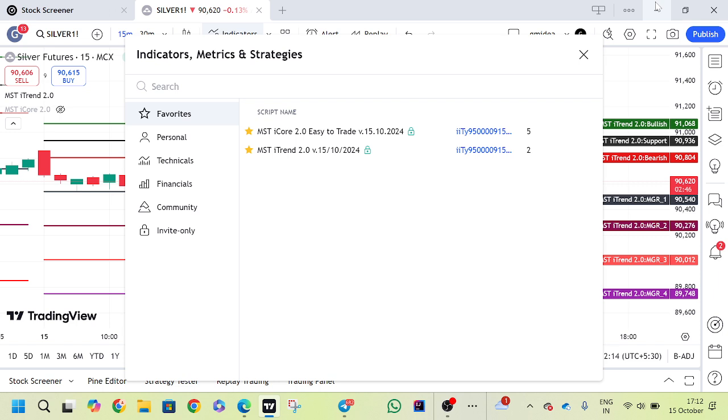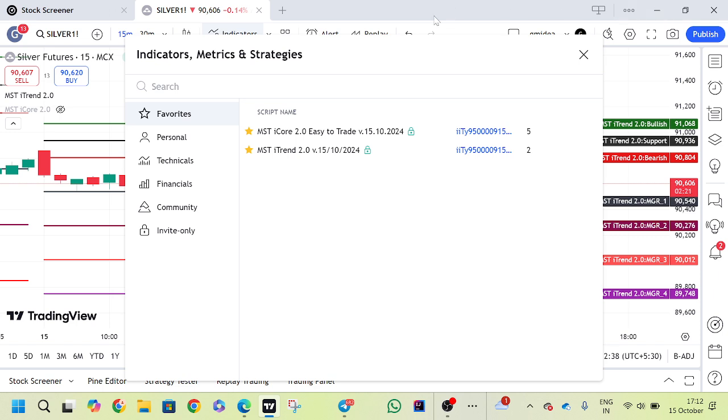Dear traders, our MST iCore 2.0 indicator is working on every market in all kinds of situations. Whatever the situation, whether it be election day or budget day or war in the global market, whatever the reason, it doesn't matter. Our indicator will perform well.